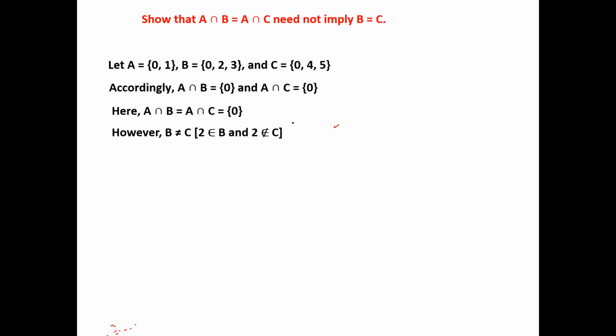They can ask you this question: show that A intersection B is equal to A, and don't cancel the A and A. That is what we are trying to say. Don't cancel the A and A, not allowed.